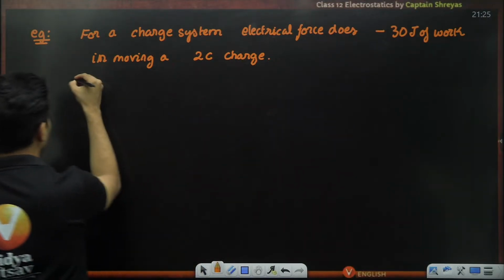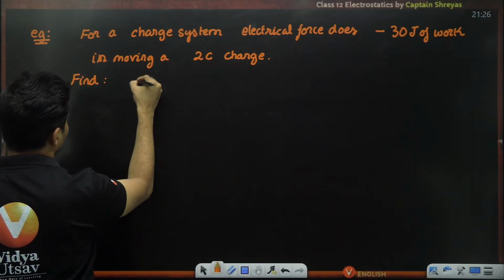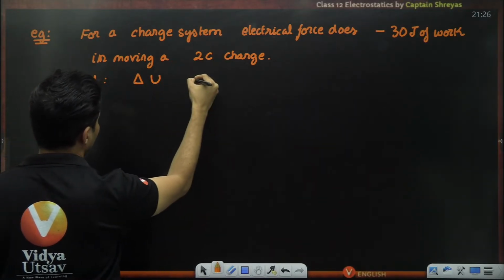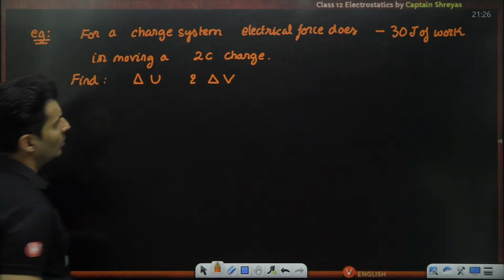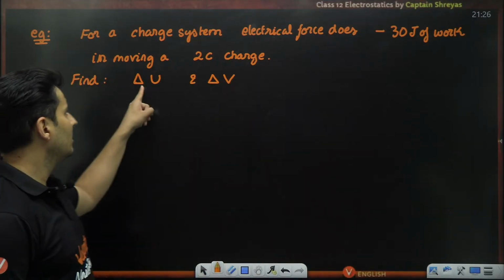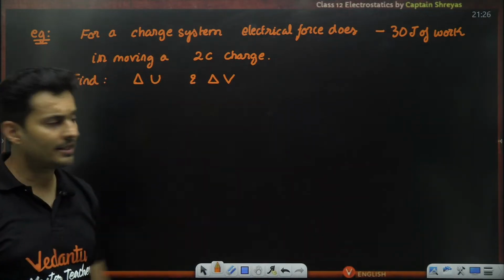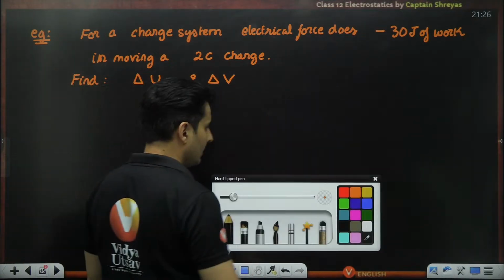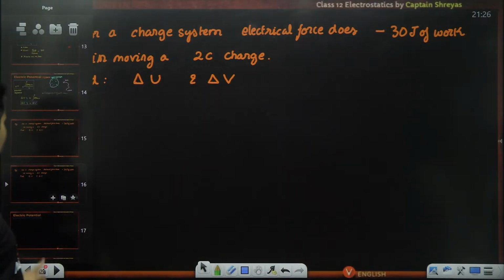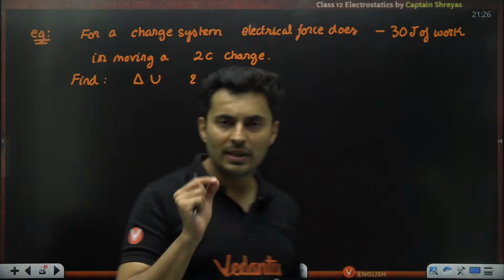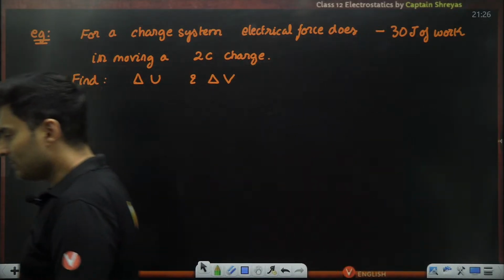Question is, find number one, the change in the potential energy and the change in the electric potential. Find the change in the potential energy and also the change in the electric potential. That is the question. Okay, let's see if you guys can figure this out. It's not very difficult. You can definitely get this. Think about it. How would we do it?